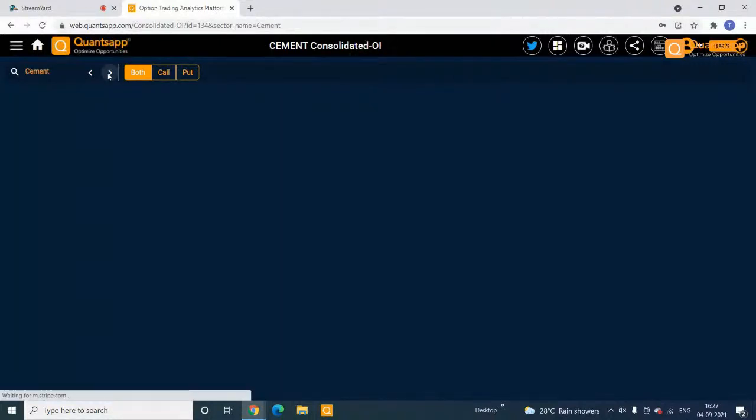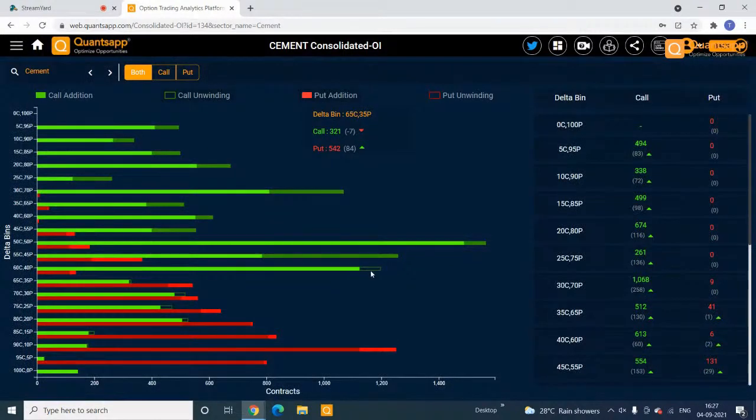Cement, yes. So we saw that cement 60 call, there was an unwinding, and it is moving to say 55 and 50 delta. Still, a lot of hiccups we are seeing on the 50 strike. So unless we start seeing a serious unwinding here, and the new 50 coming into the picture, we need to be very careful out here.